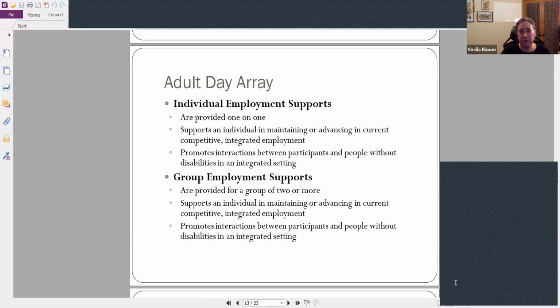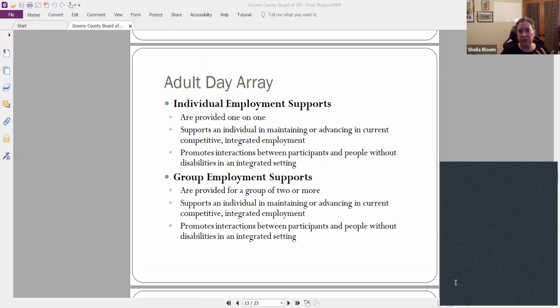And here's a little bit about individual employment supports and group employment supports. They're just what they sound like. Individual is going to be a one-on-one type setting, where group employment is going to be two or more individuals kind of working on similar goals and similar tasks to get towards that job or that employment level that an individual is wanting to. So it might be working on specific tasks at a job.